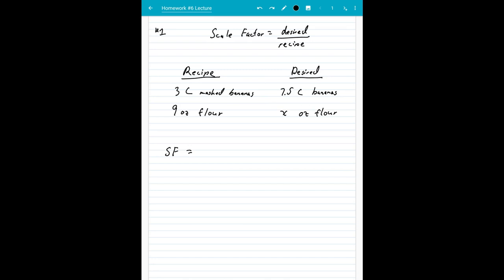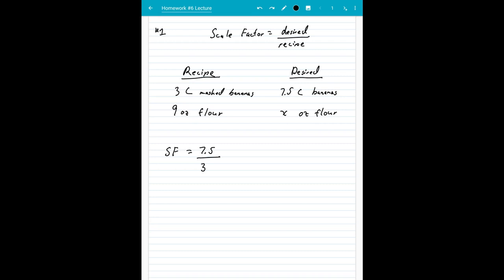So our desired is going to be our 7.5 over our 3, which is our recipe. These are both in cup units, so the cups will cancel out, and we'll be just left with a number. You do have to make sure that the unit of measurement is the same for both of them, cups and cups. If they're different, you have to change them to the same unit of measurement. I'll go over an example like that in a minute.